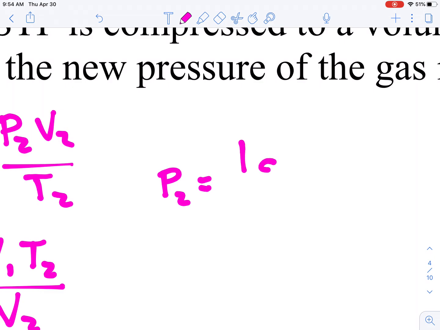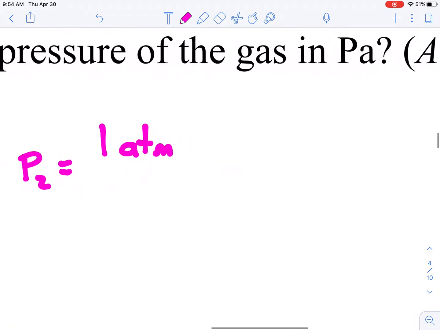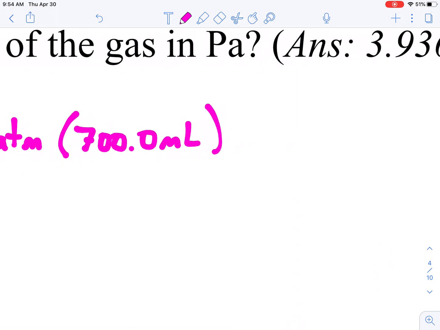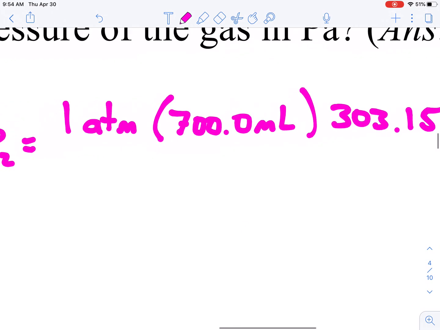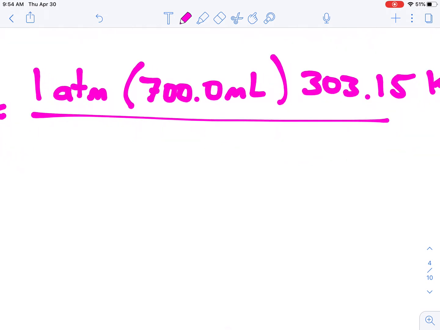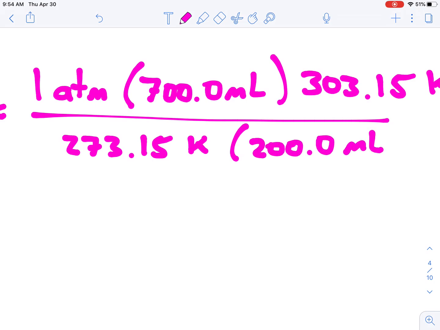So we have 1 atm times our initial volume of 700.0 milliliters times our final temperature of 303.15 K over our initial temperature, which was 273.15 K, times that final volume, which was 200 milliliters.